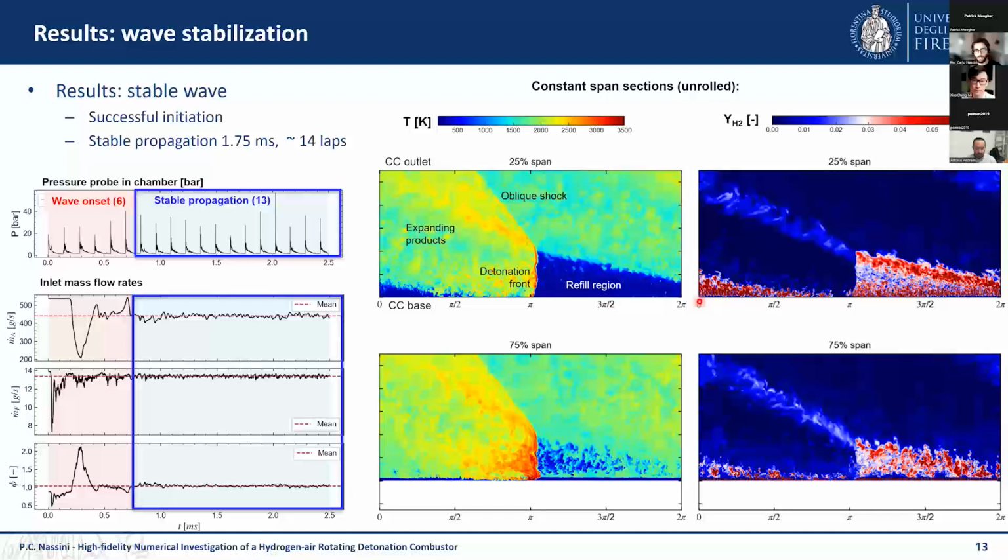where the flow fields are showing the typical flow field of a rotating detonation combustor with the refill region, which is more or less a linear detonation front, the oblique shock in the other part of the combustion chamber. And this happens both at low span and also high span. Of course, also here you can see that there is a quite significant variation between low span regions and high span regions. But this is a point which I will explain in more detail in the next slides.